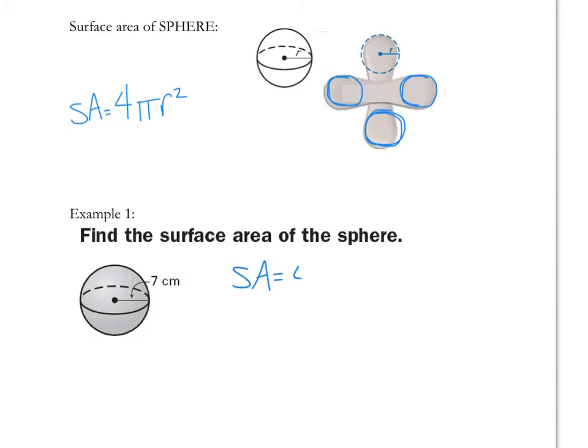So my surface area is 4 times pi times 7 squared. So I have 4 pi times 7 squared. I get 615.752 centimeters squared.